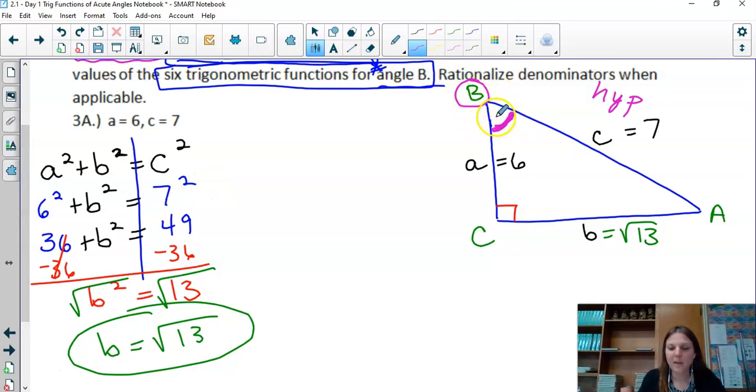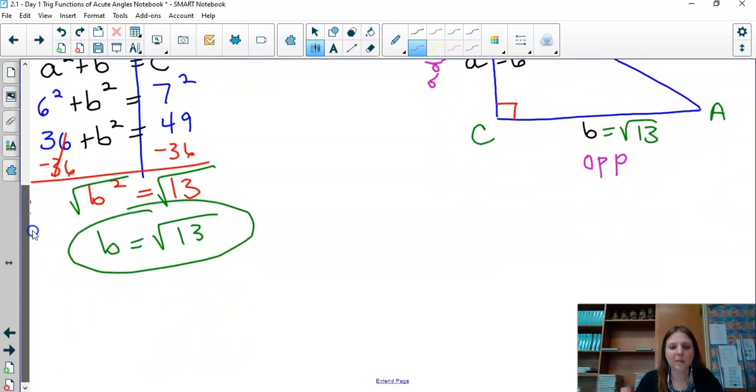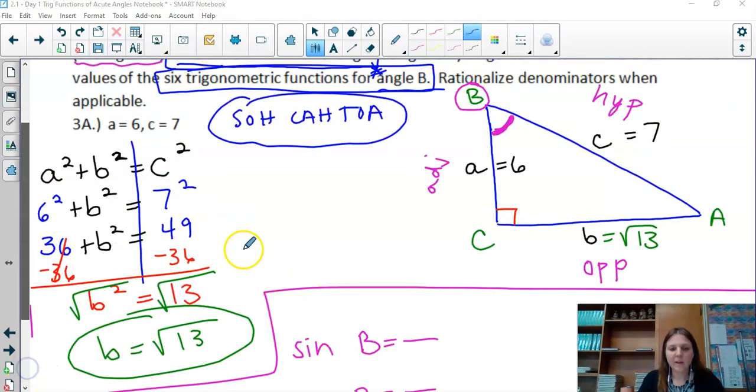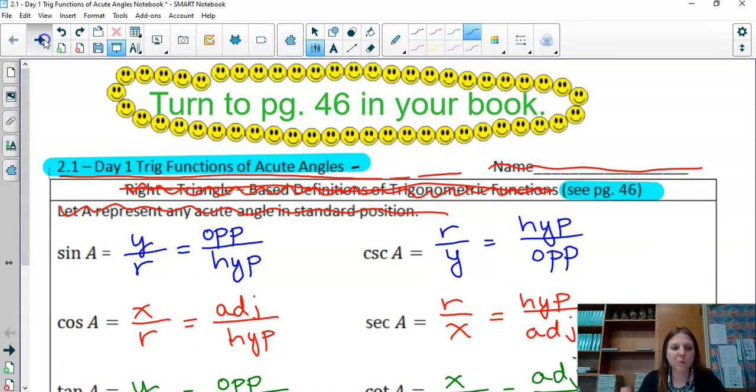Okay, so here's angle B. The side that's away from it, over here, would be opposite. And so that means the other side would be adjacent. Remember, I'm finding the 6 trig function values, so I'm going to start writing them out below. And I'm just going to start with the main 3, the sine, the cosine, and the tangent. It doesn't hurt to have SOHCAHTOA on your paper in front of you, and you can also be looking at those ratios that we wrote here at the beginning. That's perfectly fine as well.